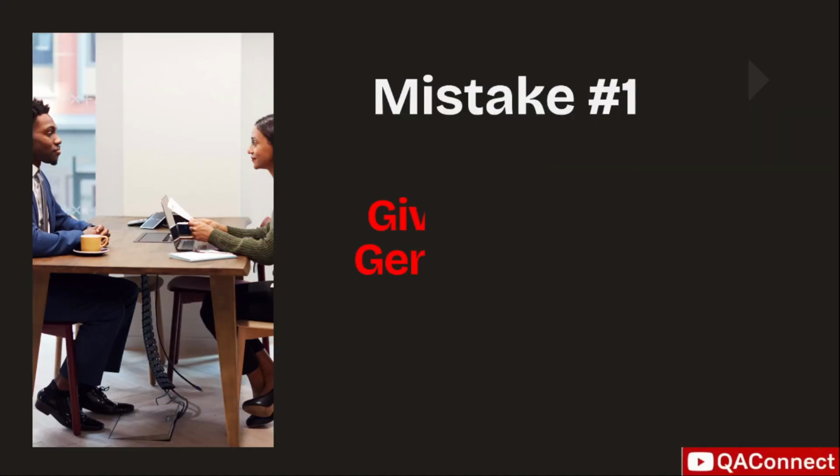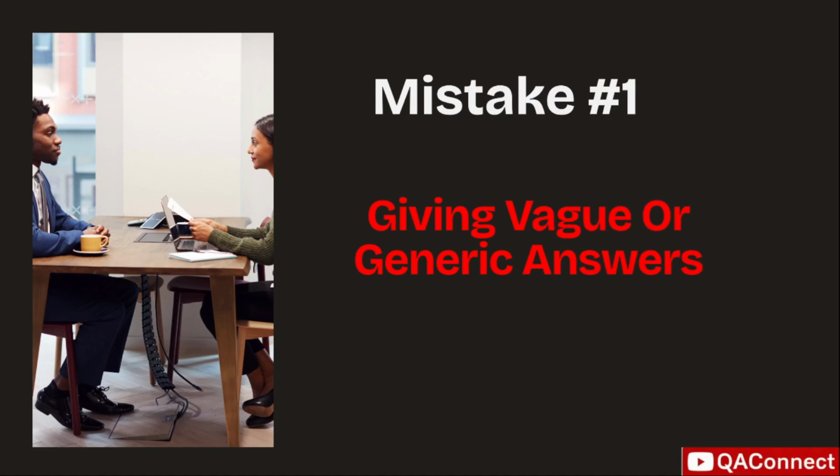So, the mistake number one that we used to do is giving vague or generic answers. Now, this is very critical for us. So, what we need to avoid with respect to this is saying, "I write test cases and find bugs," when the interviewer asks you about your testing process. This is too broad and doesn't showcase your critical thinking or specific experiences that you are having. So instead of this, you can share concrete examples.